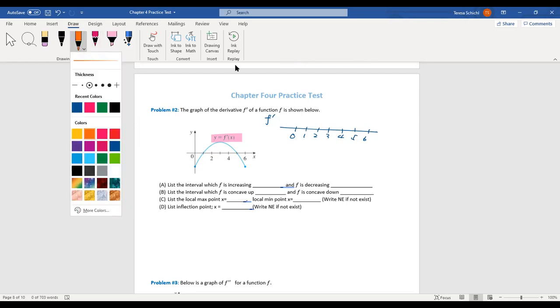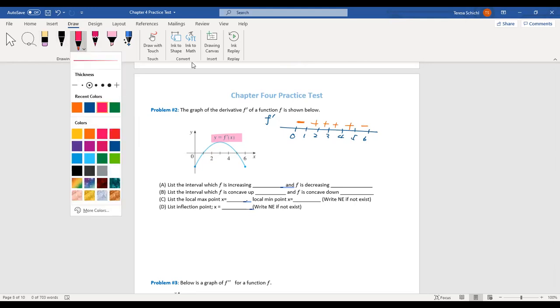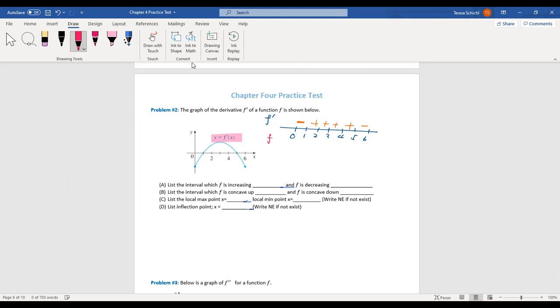This one's to tell you, so less than 1 is what? It's negative here. And from 1 to 5, it's all positive. Then from 5 to 6 it becomes negative again, because this is f prime. And then if I want to find where f is increasing, f prime tells us about the f function. So this will be decreasing, increasing, increasing, increasing, increasing, and decreasing.